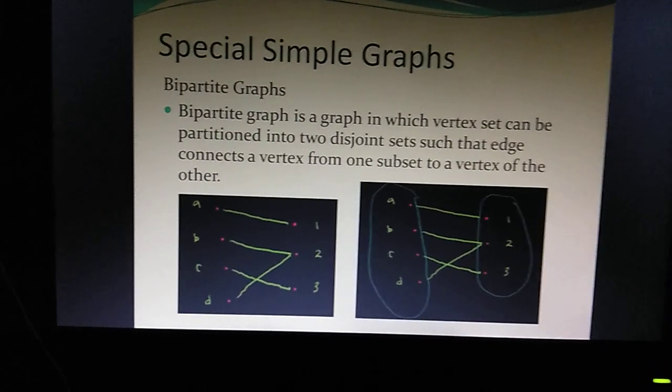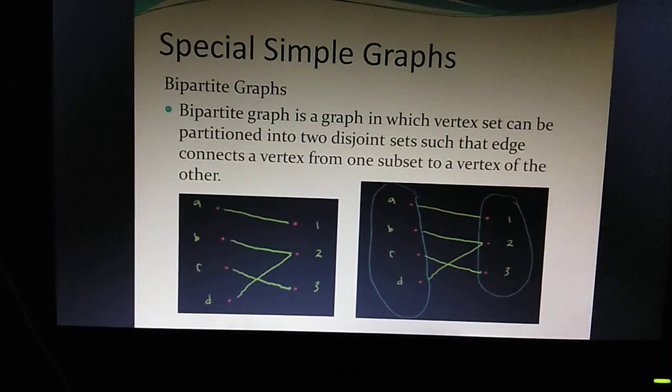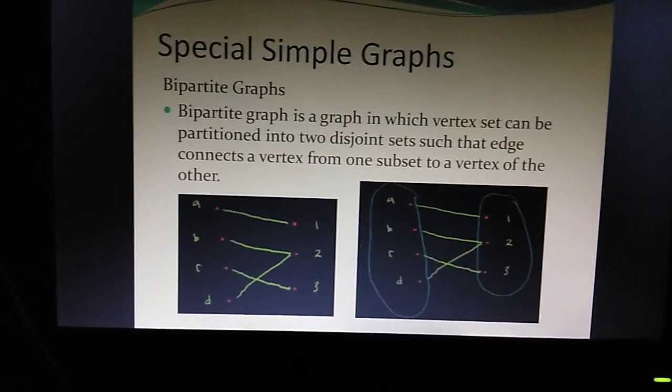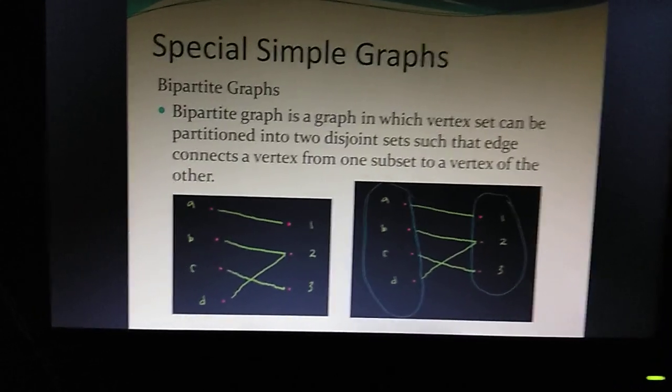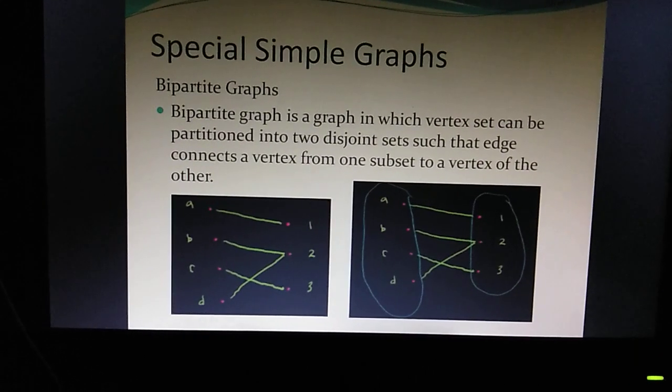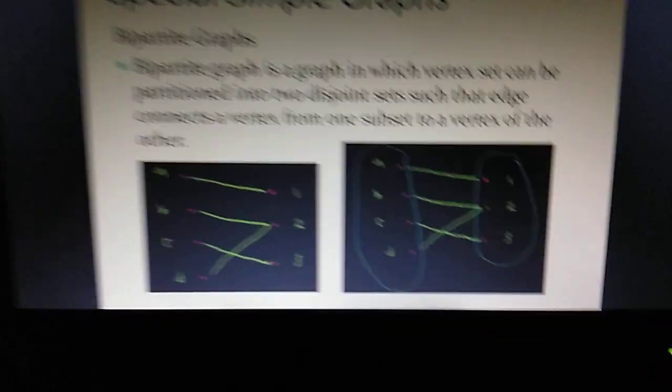Next one is the bipartite graph. A bipartite graph is a graph in which the vertex set can be partitioned into 2 disjoint sets, such that each edge connects a vertex from one subset to a vertex of the other. Example.